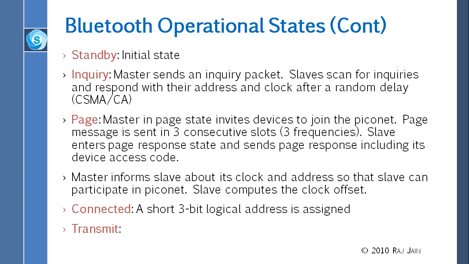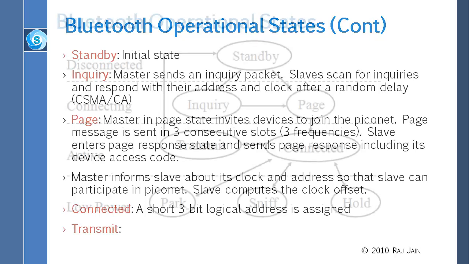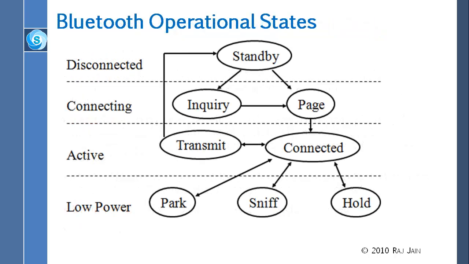Once you get connected, then you get a 3-bit logical address. So that is, you are active, and you get the 3-bit logical address. Then you can transmit whenever you are allowed to transmit. So let's go back to this diagram here. Standby mode is when you are not talking. Then you hear an inquiry. Then when the master goes into the page mode, you get connected. And once you get connected, you can transmit, and then you can go back to standby if you need to, or you can remain active right here.